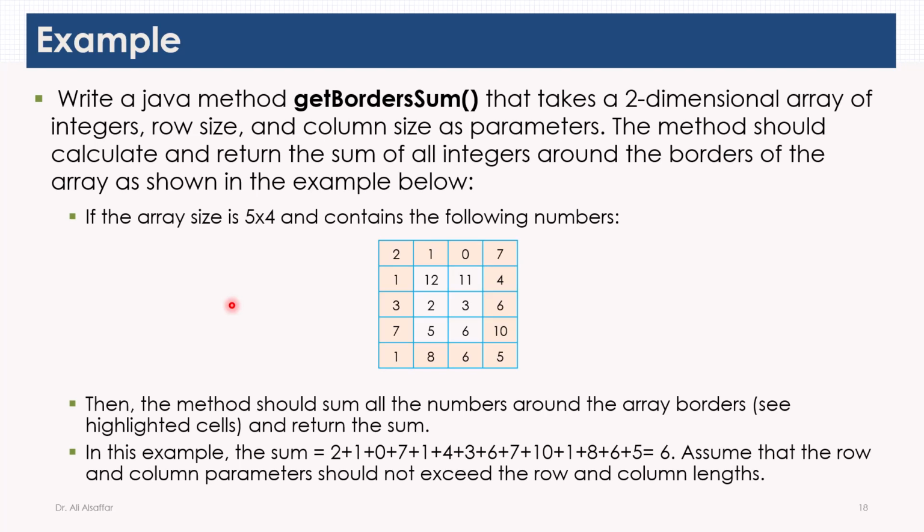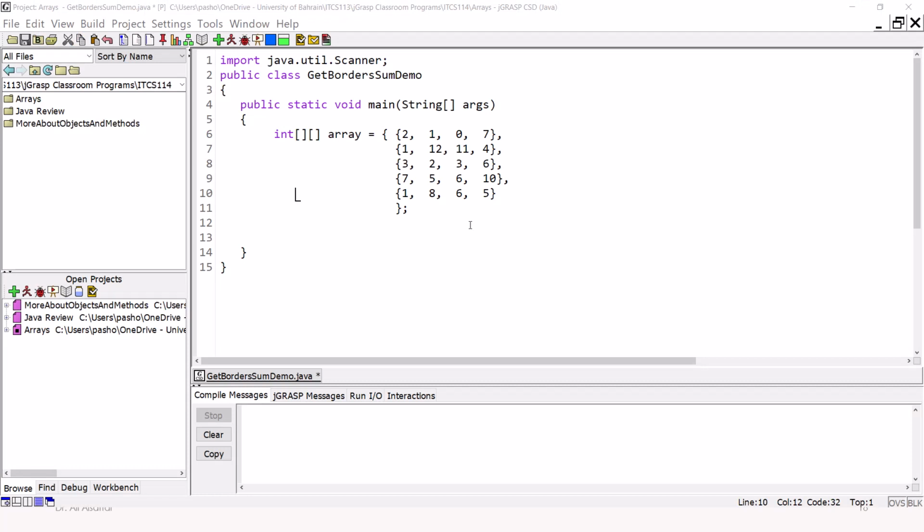So let's go to JGrasp and implement the first way, by visiting the elements row by row, testing for the border elements, and adding them to the sum variable. We have prepared a demo program to test the method getBorderSum. We have an array initialized with some data. We want to find the sum of the border elements of this array by passing it as a parameter to the method getBorderSum. Let us first define the method and then we will show you how to call it.